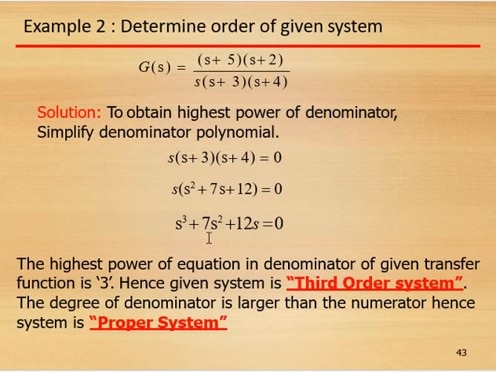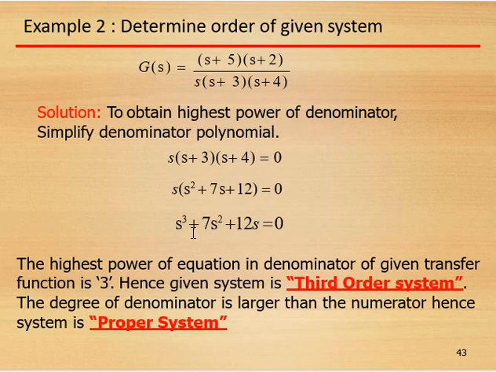Now we have to observe the highest power of s. The highest power of s is 3, so this system is called a third order system. And let's check whether the system is proper or not. By definition, the power of s in the denominator must be greater than the power of s in the numerator. If you simplify the numerator, at most it can come as s^2. So it will not become s^3 or s^4. Here the power becomes s^2, and in the denominator, as we solved, the power becomes s^3.